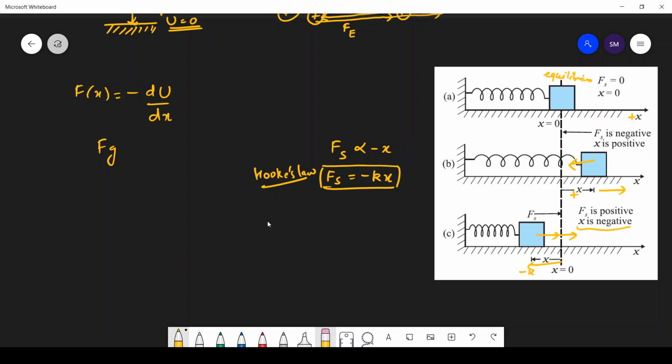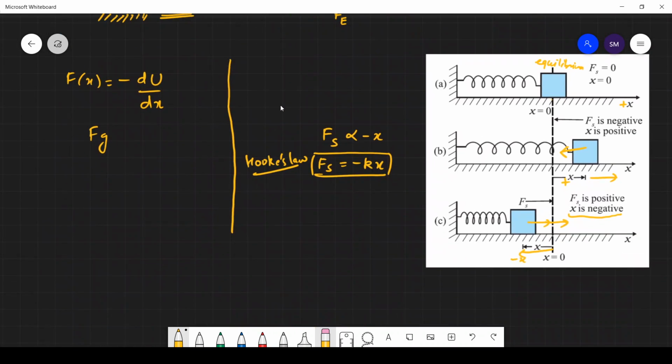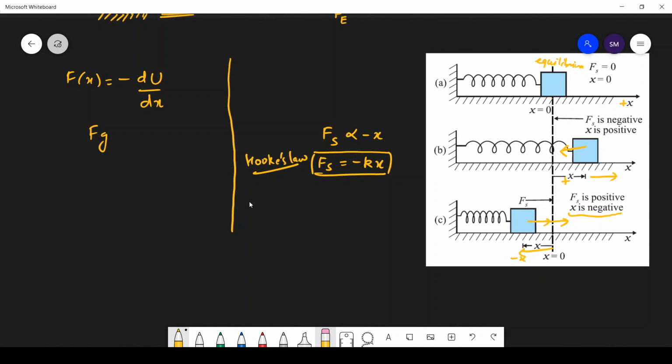Now we know the formula. You have just done that work is equal to the conservative force into dx. So let us apply the same formula here, because that was for the general case. Now what will be the work done? Work done will be Fs into dx from 0 to xm, and that is equal to, what is Fs, minus kx into dx from 0 to xm.